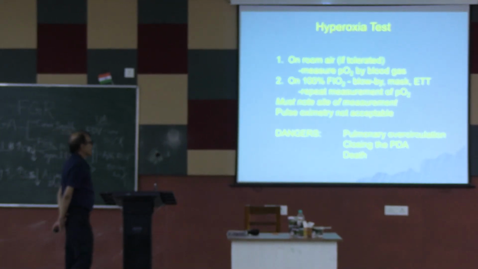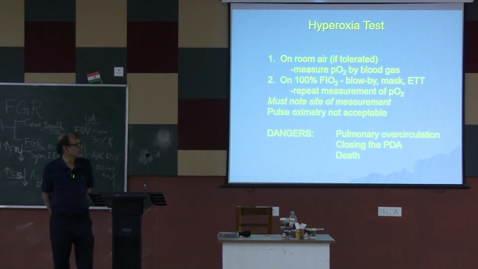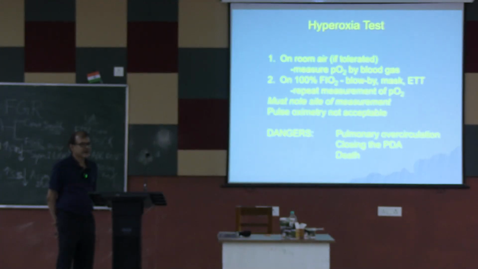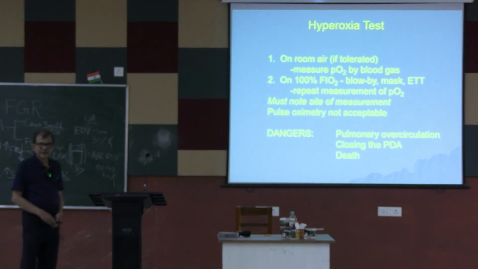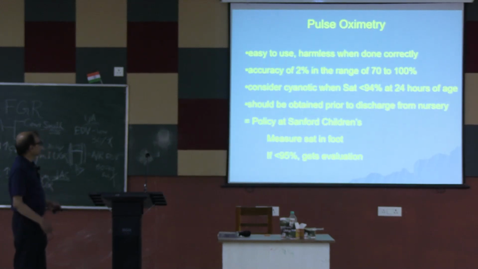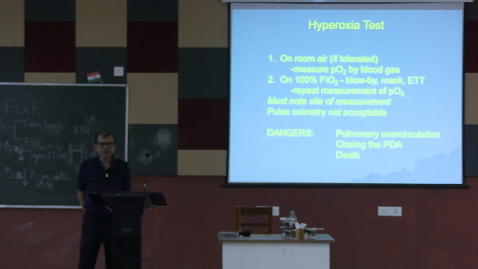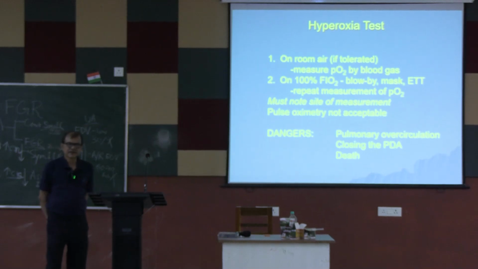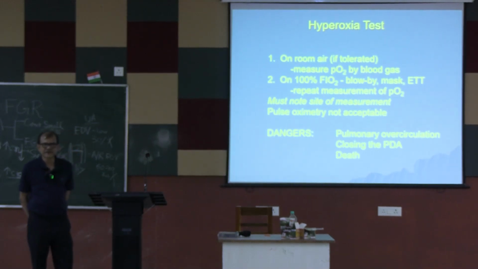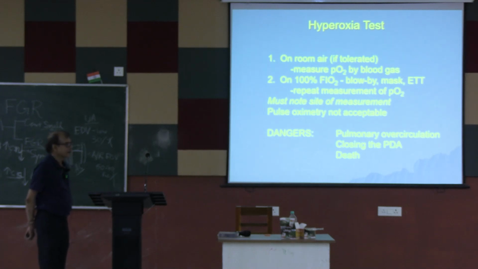Hyperoxia test. At room temperature, if tolerated, first measure PaO2, then give 100% FiO2 oxygen supplementation. Must note the site of measurement; pulse oximetry is not applicable in this case. The result: if there is no increase, or an increase in PaO2 of less than 100, it is likely that heart disease is present. If the increase is in the range of 100 to 150 millimeters of mercury, there is a possibility. And if it is more than 150, heart disease is unlikely.